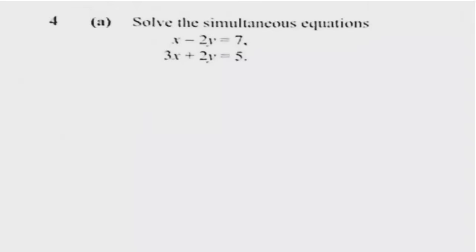Okay, question 4 is as follows. Solve the simultaneous equations x minus 2y is equal to 7, 3x plus 2y is equal to 5. Okay, so how do we go about this one?